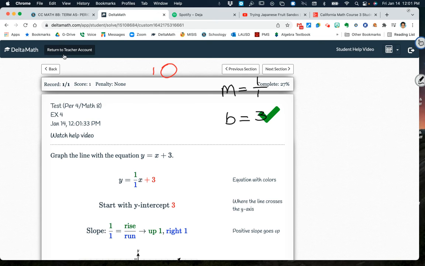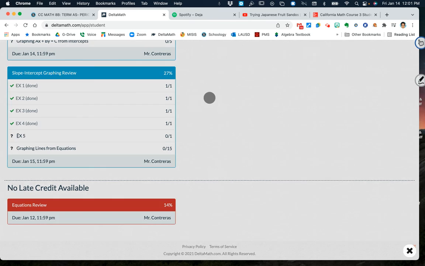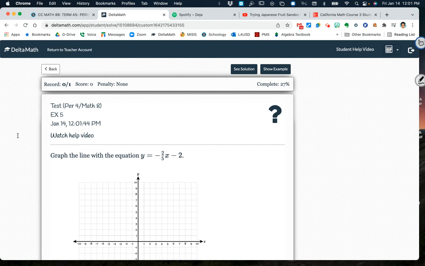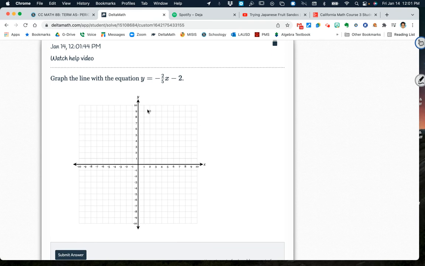Okay. How many more do we have? We have 1 more left. See how quick this is? All right, let's do the last one, everyone. This one has a slope that's a fraction, which actually is easier to identify.